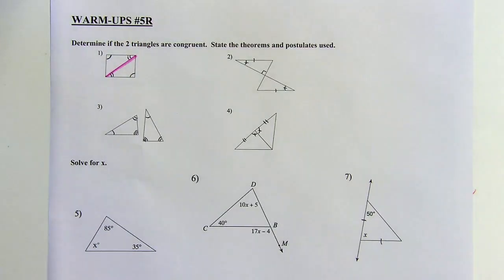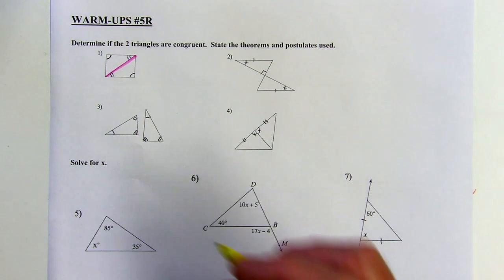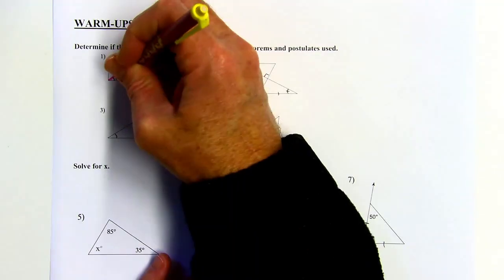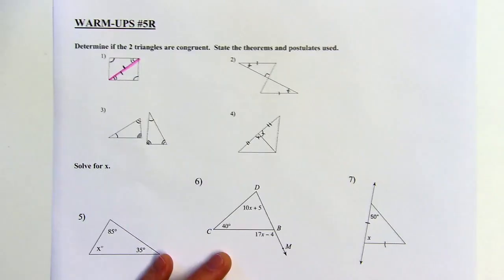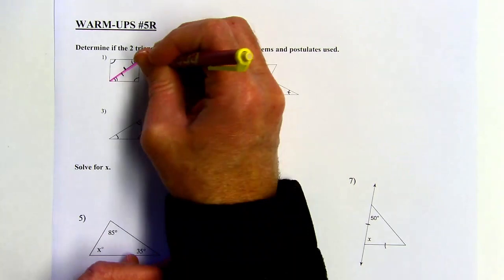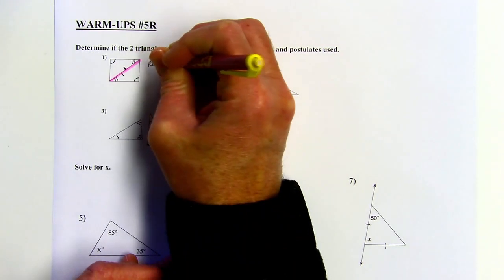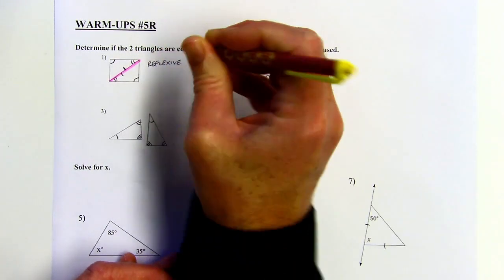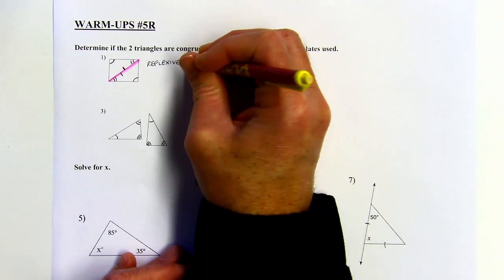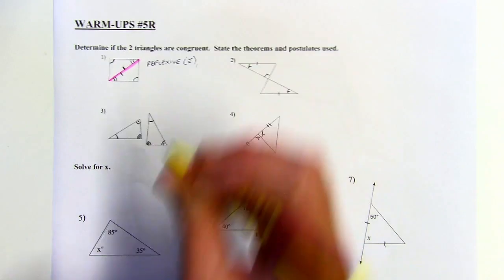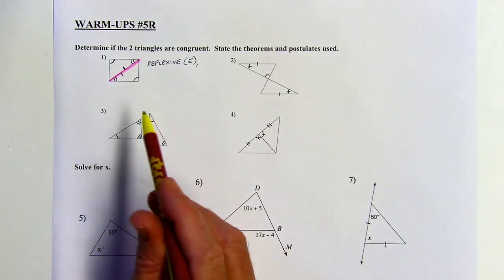And every time you have that, then you can use the reflexive property of congruence. So we can say this side is congruent to itself by reflexive. So we use the reflexive property of congruence. Okay, and then we can say that the triangles are congruent.